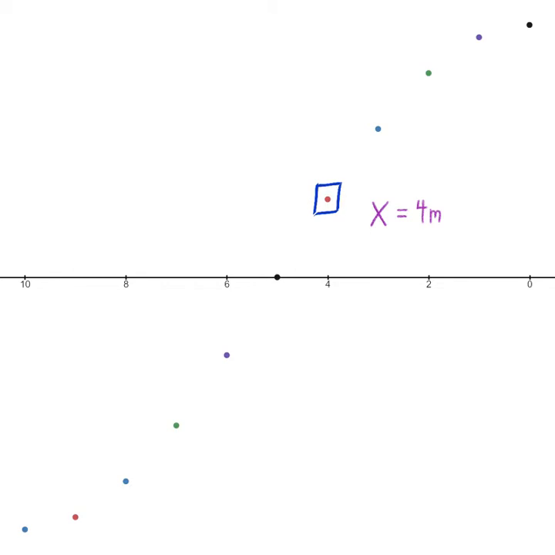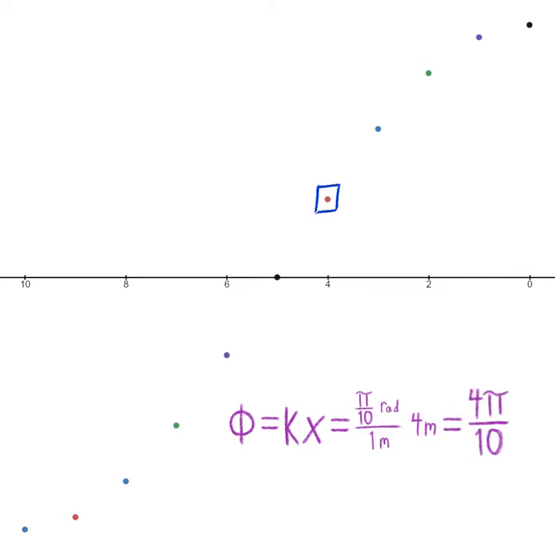And what is the rate at which phi changes per meter? Well, each particle is shifted pi over 10 radians from the next, and each is a meter apart. So pi over 10 radians every 1 meter? Excellent. So if we know this rate of change, and we know that the particle of interest is at x equal to 4 meters, we can multiply that k by the position to find the phase shift of that particle. So 4 pi over 10 radians. That seems too simple. It is simple, but not necessarily easy.